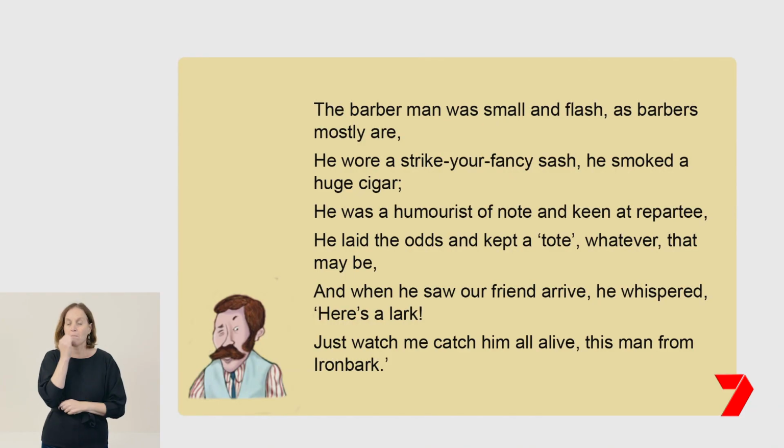The author, Banjo Patterson, introduces us to another character in the orientation. As we read, think about the character traits you can identify for the barber. "The barber man was small and flash, as barbers mostly are. He wore a strike-your-fancy sash. He smoked a huge cigar. He was a humorist of note and keen at repartee. He laid the odds and kept a tote, whatever that may be. And when he saw our friend arrive, he whispered, 'Here's a lark. Just watch me catch him all alive, this man from Ironbark.'"